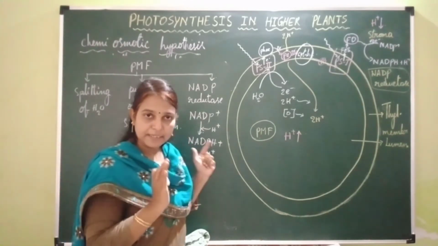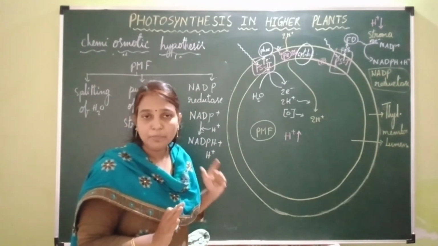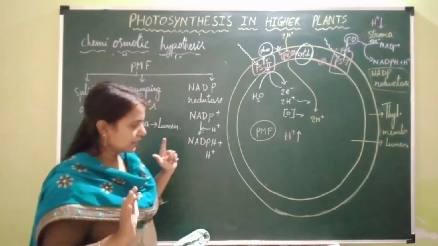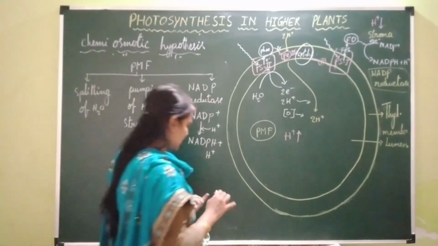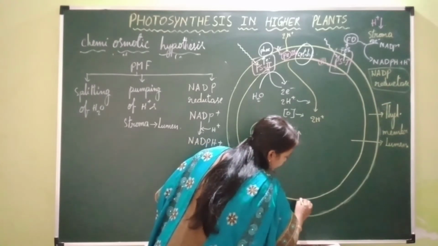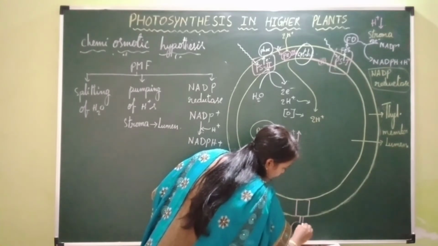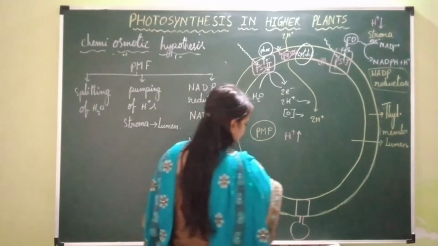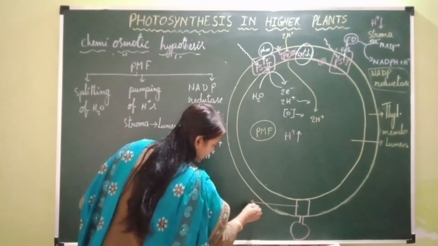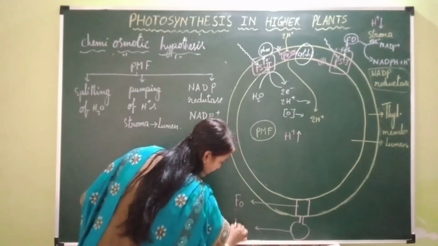Now let's study the ATP synthase enzyme first. What are the parts present in this ATP synthase enzyme, how are these protons moving through it, and how does ATP synthesis occur? So this is the ATP synthase enzyme, which is associated with the thylakoid membrane. This enzyme consists of two parts, that is F0 and F1. So this part is called the F0 particle, and this part is called the F1 particle.